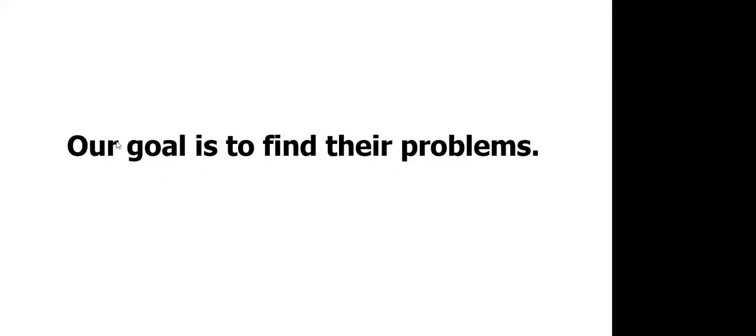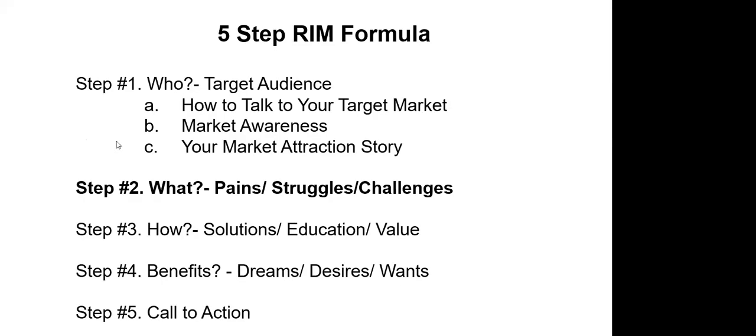Okay, now that you better understand who your target market is, it's time to look at their specific pains, fears, struggles, and challenges. Remember, depending on where they are in the market awareness triangle, they may or may not realize they can benefit from what you have to offer, but everyone has problems. Our goal is to find their problems, okay? So after you finish that worksheet, you're going to move on to your REM worksheet, and you're going to be writing down this information here, the what, the pains, the struggles, and the challenges, okay?